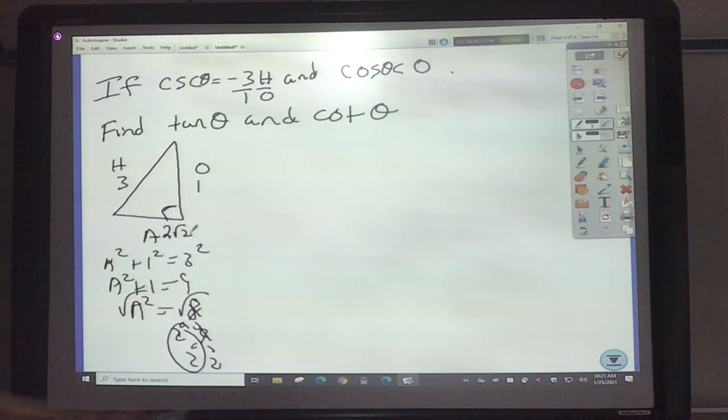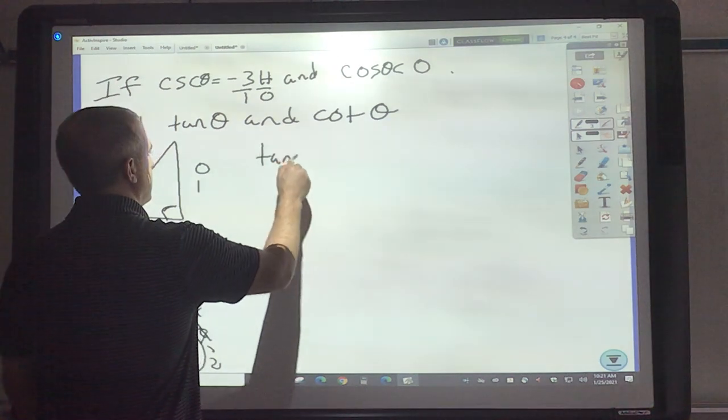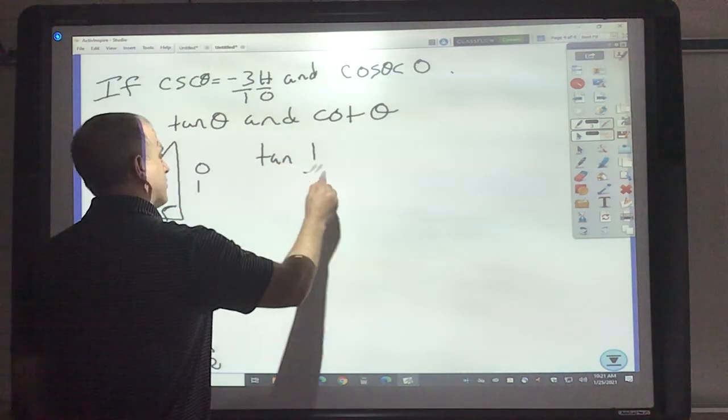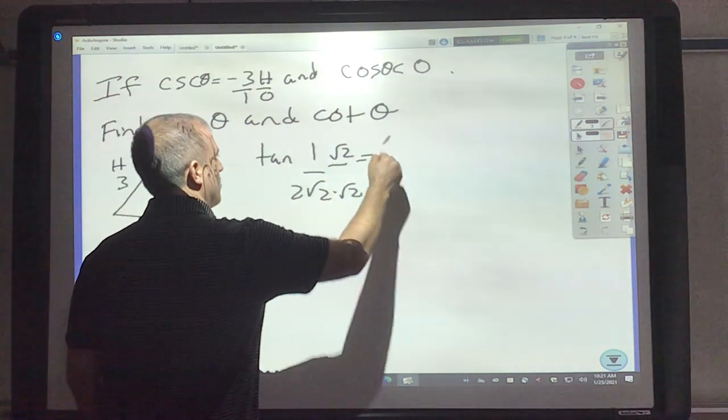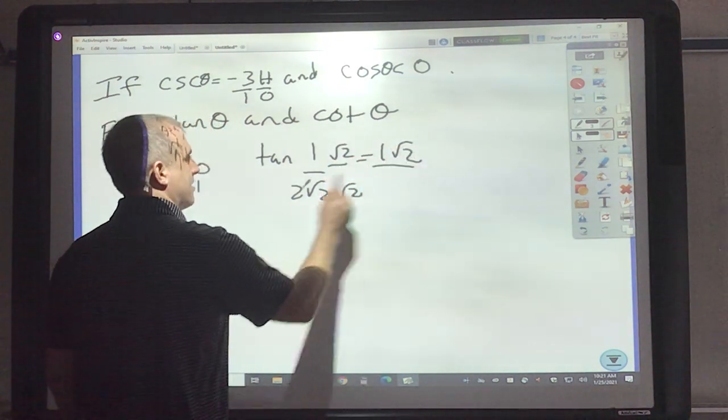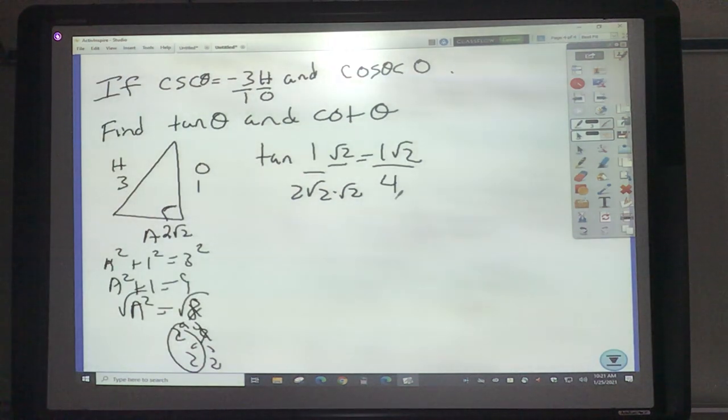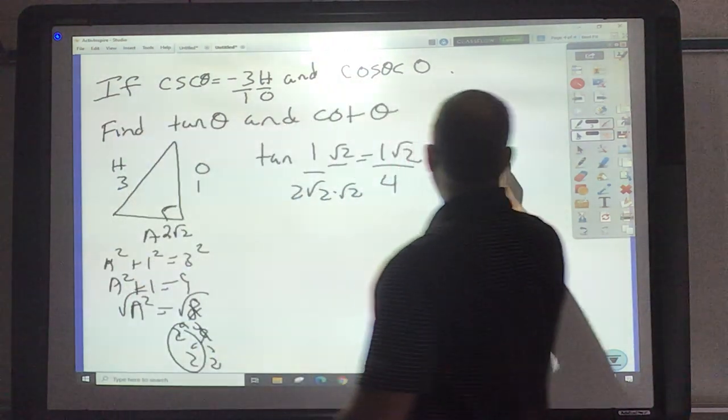So we find tangent. Tangent's o over a, so 1 over this 2 square root of 2. So I'd multiply by square root of 2 top and bottom, so it's going to be 1 square root of 2 over, I think, 4. Cotangent would just be the opposite.